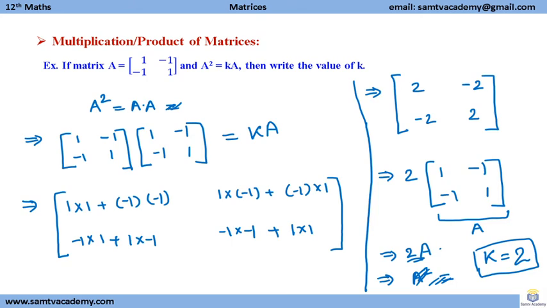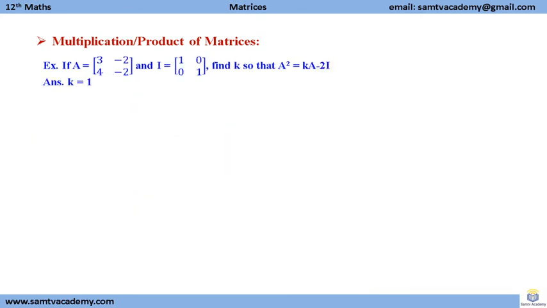Now let's take another example. Here we need to find out the value of K. What is given is this: A square is equal to KA minus 2I. So first we will calculate the value of A square separately, so it is easy to find out.